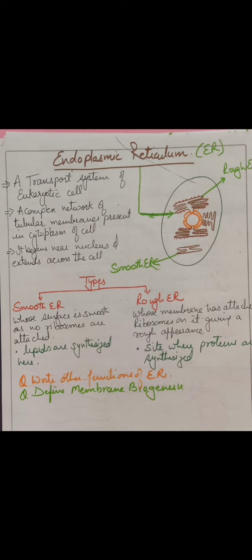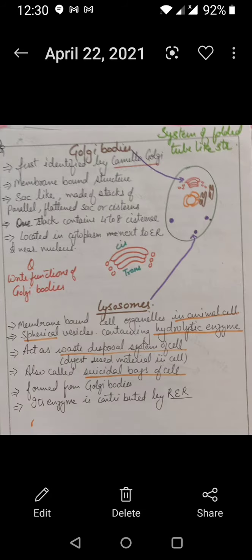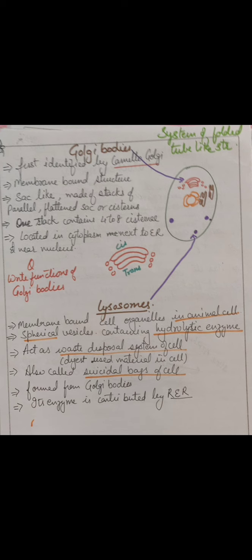Just see how it is drawn. These are certain tubes attached one with another. The organelle which is present in the cytoplasm of a cell is the Golgi bodies, also known as the Golgi apparatus. This was observed for the very first time by the scientist Camillo Golgi in the nerve cell of an owl.